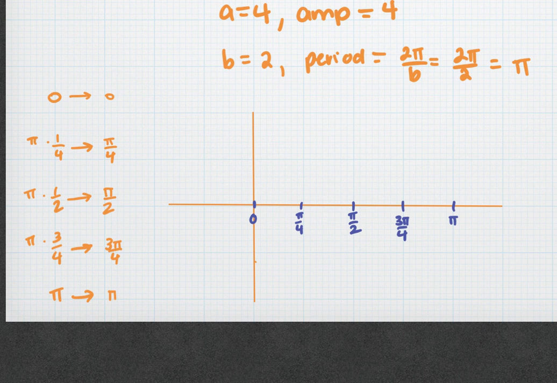My amplitude is 4, so I'm going to mark 1, 2, 3, 4. That's my positive amplitude. 1, 2, 3, -4, the negative amplitude.